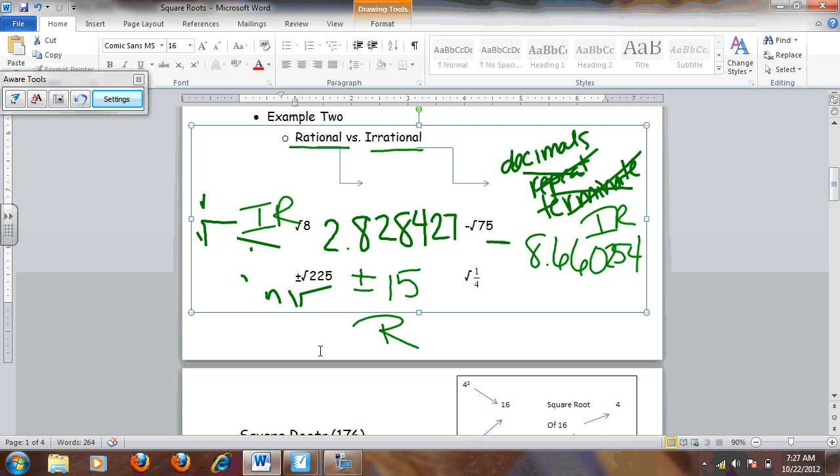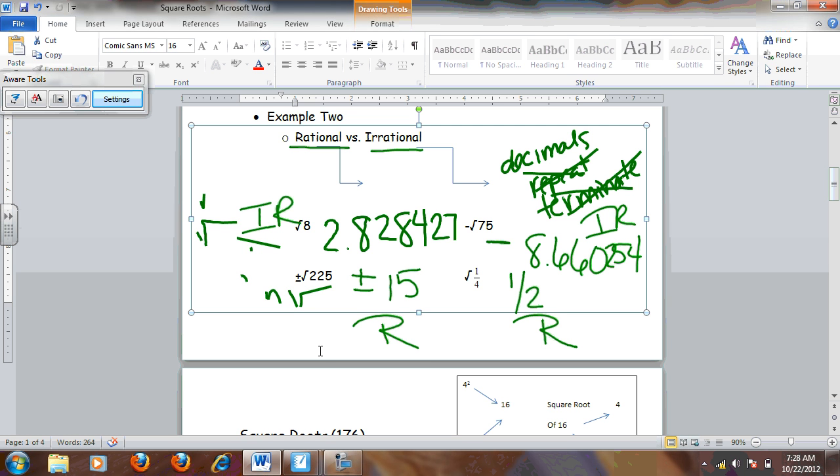I don't think we need our calculator for the next one. The square root of 1/4. We know the square root of 1 is 1. The square root of 4: is there a number times itself that will equal 4? Yes, 2. 1/2 is a rational number. Just determining if it's rational or irrational.